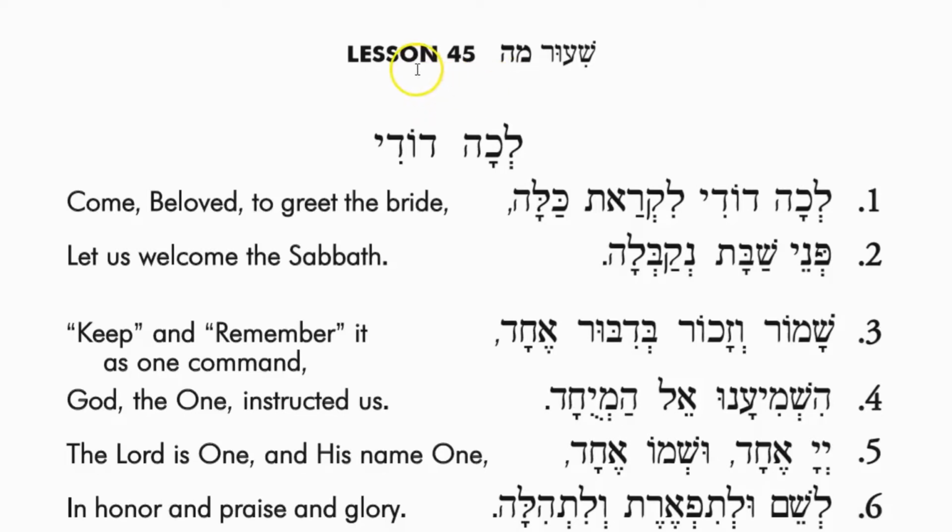Introduction to Reading Hebrew, lesson 45. Shir being the Hebrew word for lesson or measure. Mem being the Hebrew numeral 40. Hey being the Hebrew numeral 5. Shir Mem Hey, lesson 45.